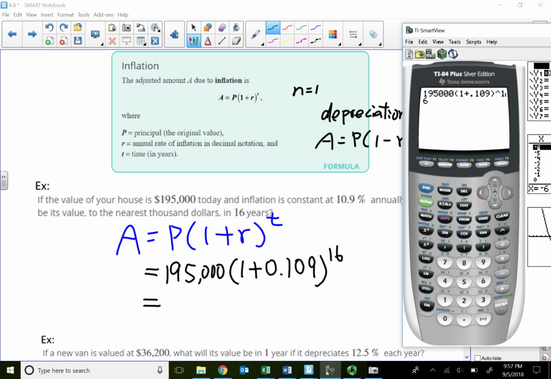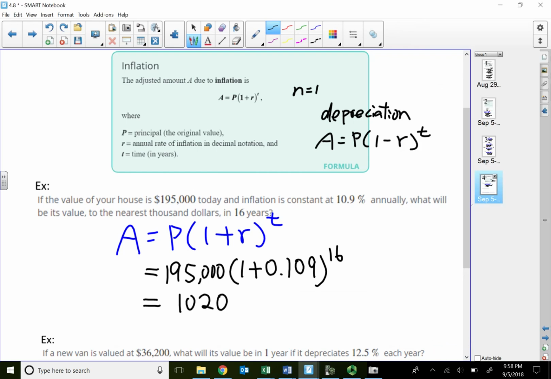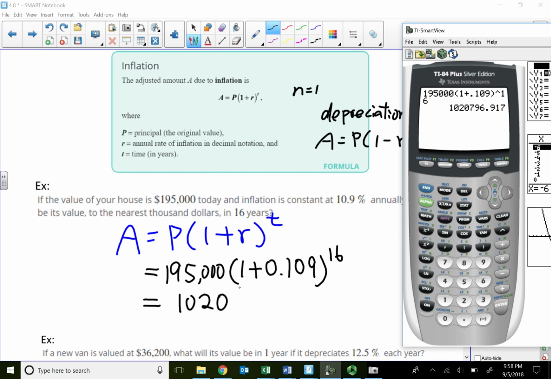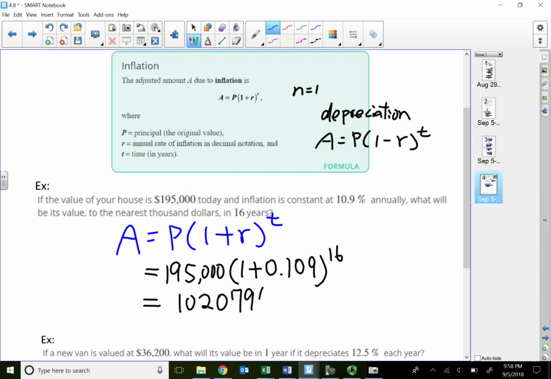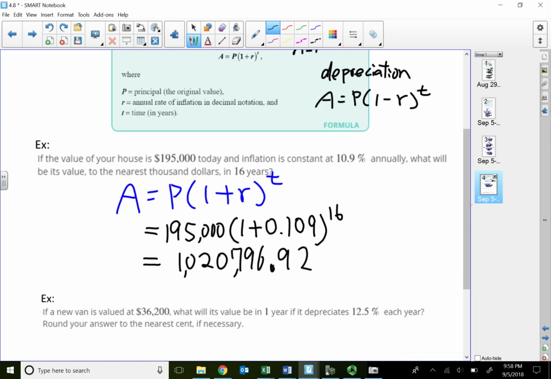The same house appreciates to that number, 1,020,796.92. So that would be over $1 million. Okay. So that's inflation, which is good because as long as the housing market holds up, the value of a house tends to go up over time.